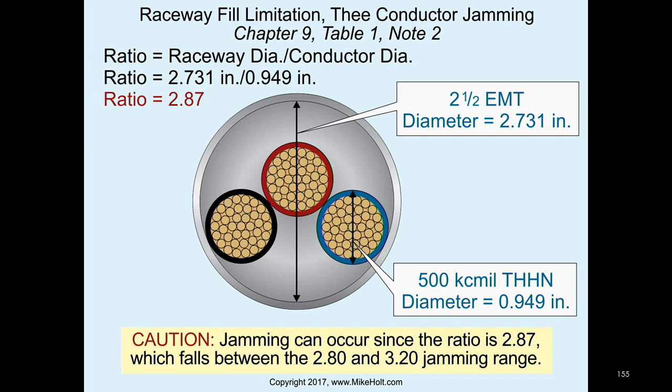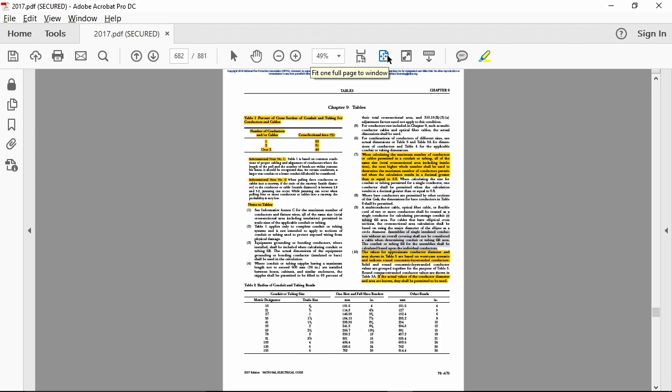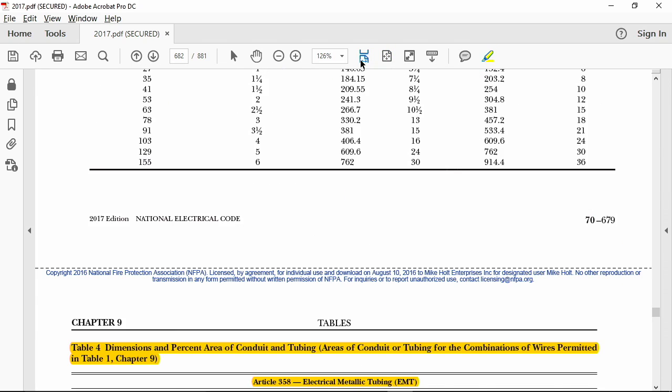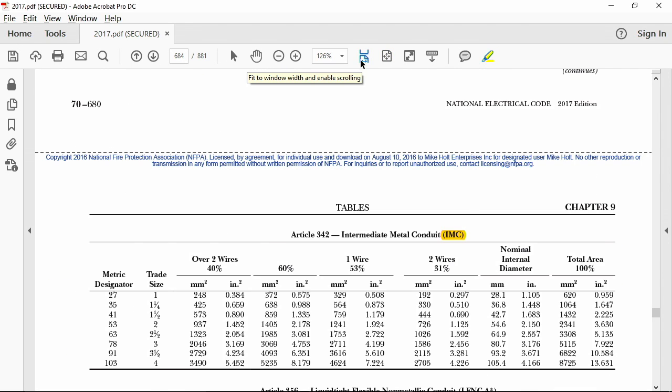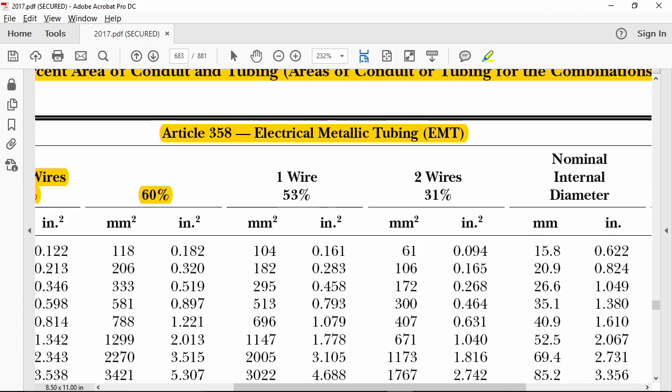Okay, and so what it's saying is that if you take the diameter of this raceway, which is 2.5 inch EMT, let's find out a diameter. How do we get the diameter of EMT? Isn't that Table 5? No, Table 4. EMT, and I'm looking for diameters. Oh, here's a diameter over here, right? Here's your diameter.